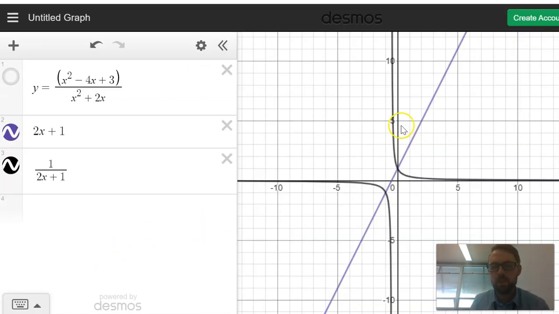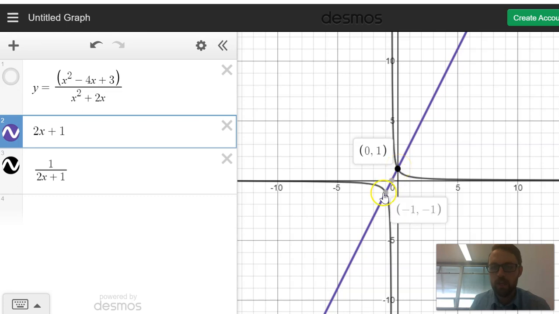Okay, so just to make sure you're fully convinced, I've drawn both those lines, 2x plus 1 and 1 over 2x plus 1. You can see they intercept at 0, 1 and -1, -1. Okay, so that's a technique on how to do that, and you'll have a go at those now.